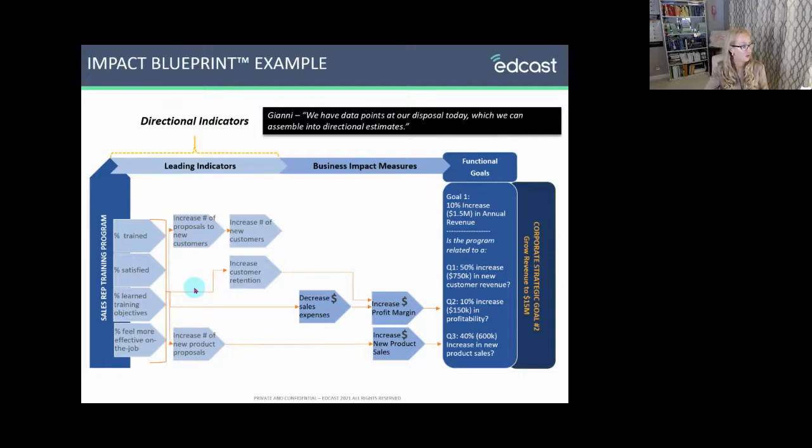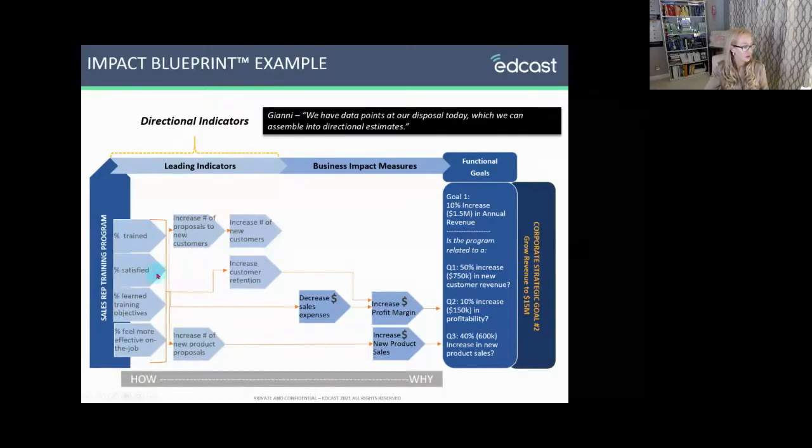Okay, so did you see this pop up down here, this how and why? When I'm building an impact map, this is how you can get your team to start thinking about it and how you can build your impact map.